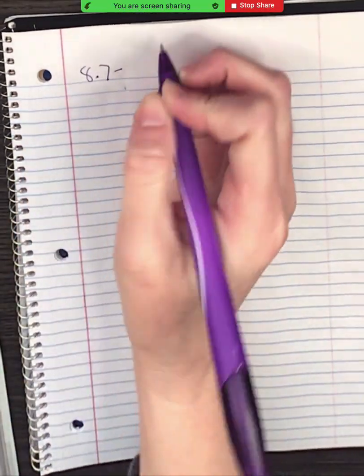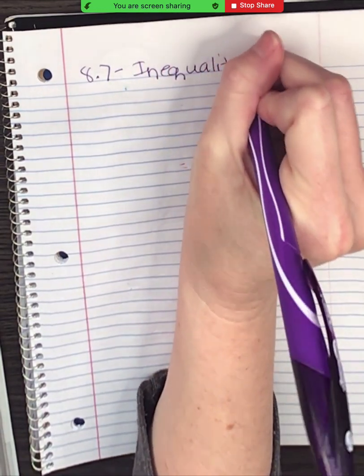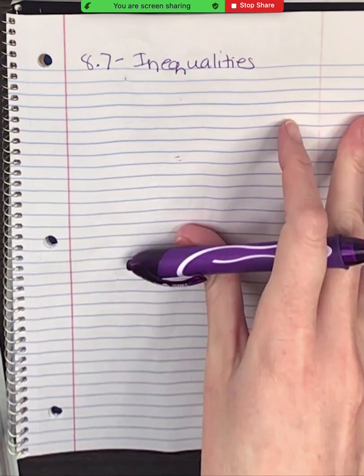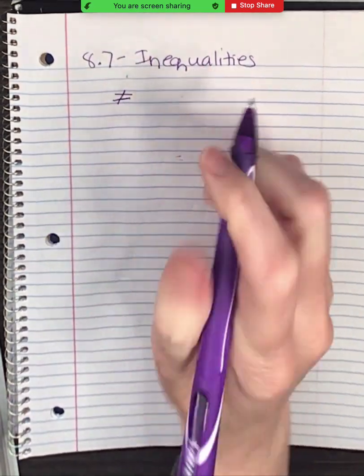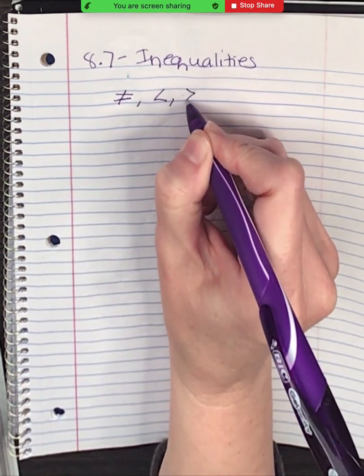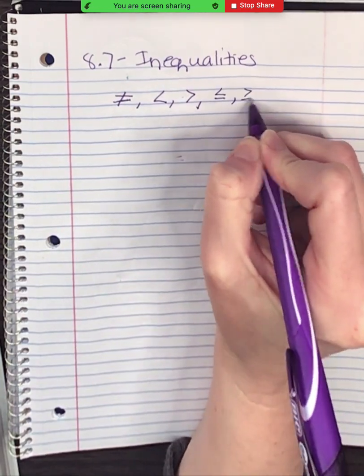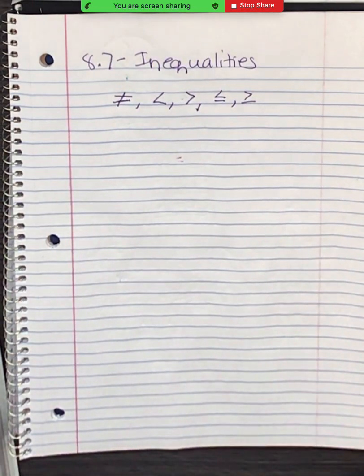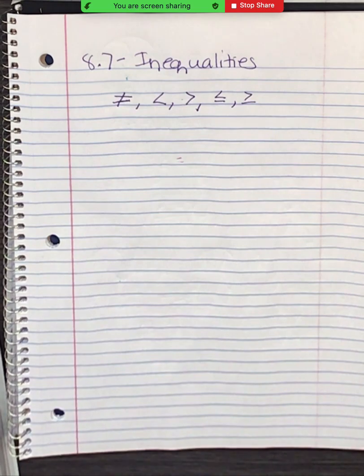8.7 is now just solving inequalities. So an inequality is a math sentence that uses one of the following. So not equal, because it's saying it's unequal. Okay? The left could be less than the right. The left could be more than the right. It could be less than or equal to, or greater than or equal to. Okay? The arrow always points to the smaller number.